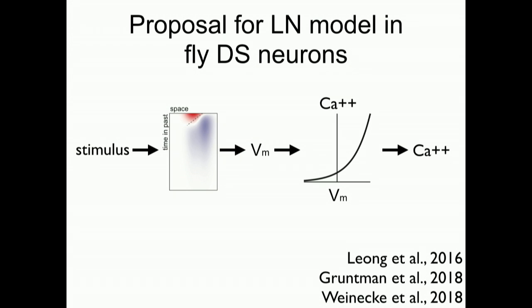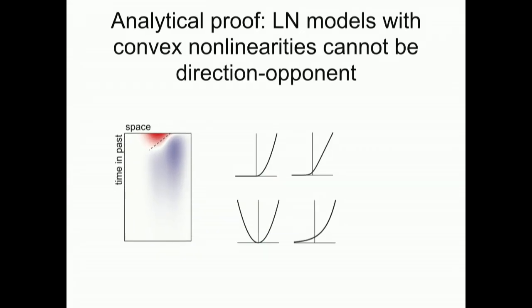And this sort of transformation from voltage to calcium is a very standard-looking curve that people would widely believe is reasonable. So what we actually did in lab, and a talented undergraduate proved, was that if you take an LN model with some kind of convex nonlinearity, right, so that these would all be examples, it cannot generate a direction opponent signal. So there's no way that a model with any space-time filter, any linear filter preceding a convex nonlinearity, can generate direction opponency.